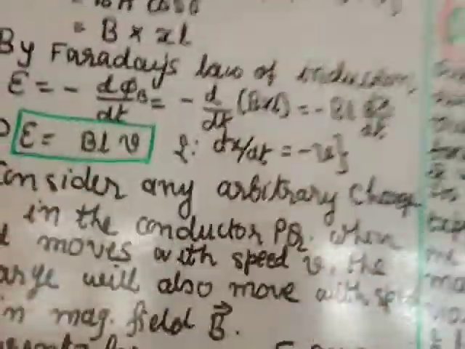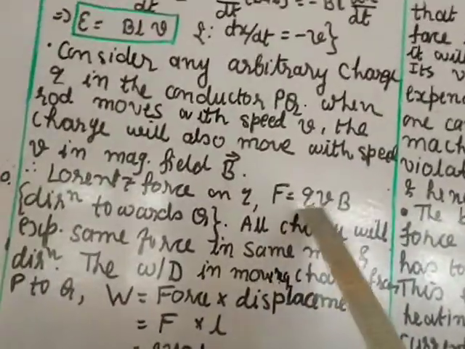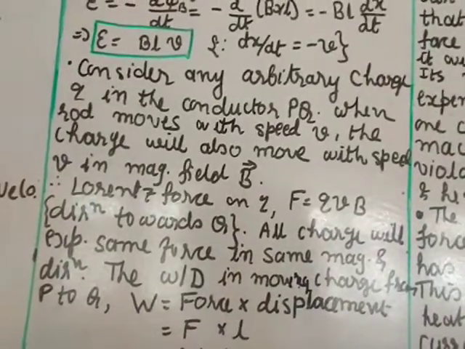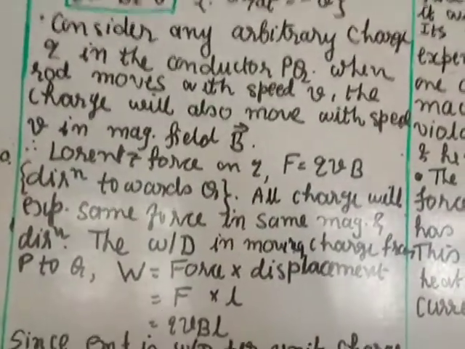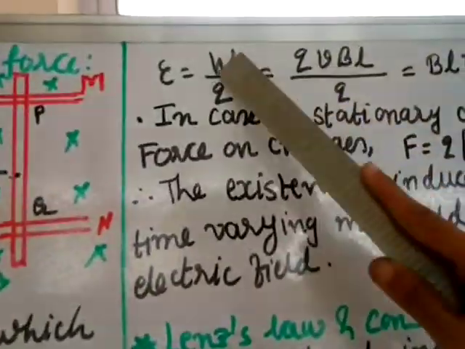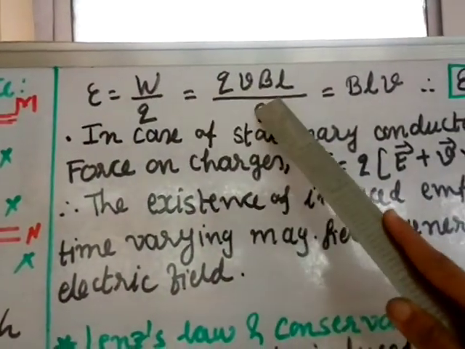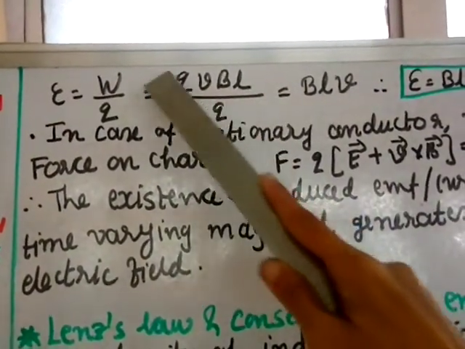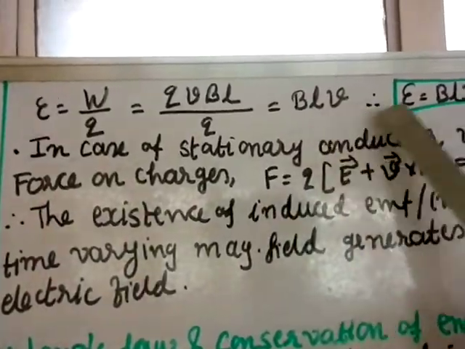So you can write displacement as L. F is equal to QVB. Put the value. Since EMF is work done per unit charge, this also we know, that we have done in chapter 2, that is W by Q. Put the value of W, QVBL divided by Q. Q cut, you get BLV. That means E is equal to BLV. That is what you have found here. So you get the same formula.